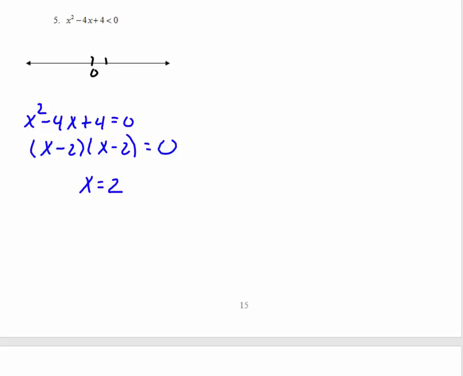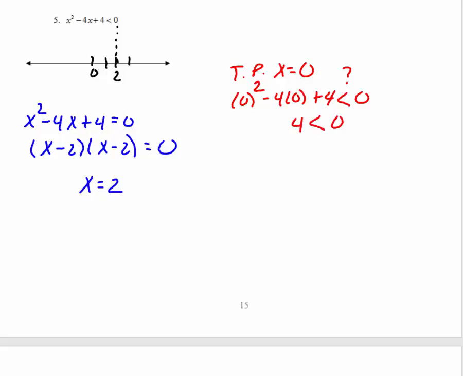So here's 0 on the number line, 1, 2, 3. So we're going to look at two different intervals, the left side and the right side. So let's choose a test point. My test point is going to be x equaling 0. So when I plug in a 0, I get 0 squared minus 4 times 0 plus 4 is supposed to be less than 0. Let's see if it's true. 0 squared is 0, minus 4 times 0 is 0. I get 4 is less than 0, which is false. So x equaling 0 was a no.